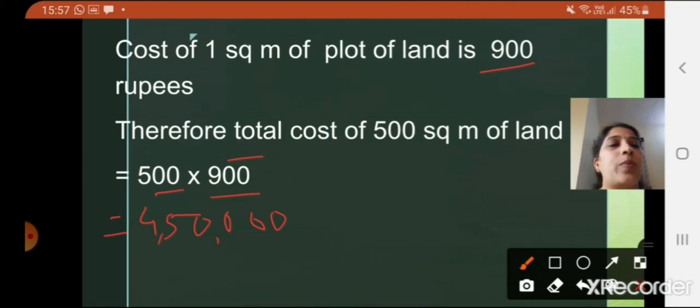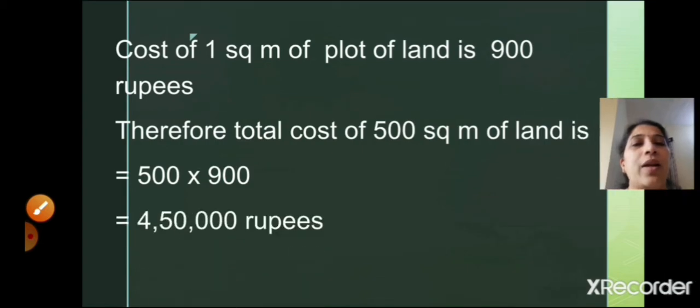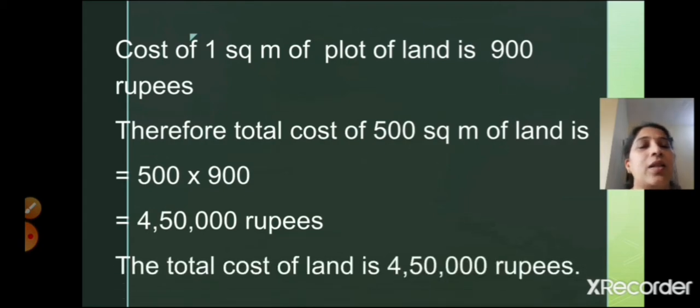4,50,000 rupees, right? So 500 into 900, you get the answer as 4,50,000 rupees. So you will write the final answer. The total cost of land is 4,50,000 rupees. So we'll move to the third question, children.